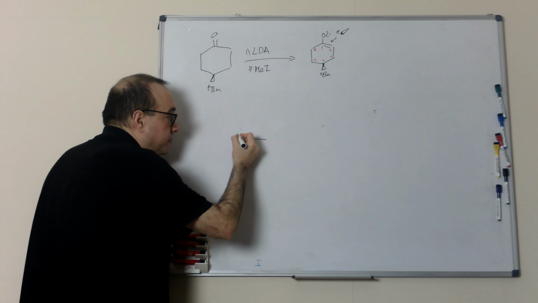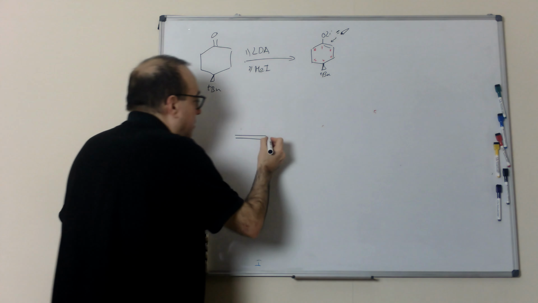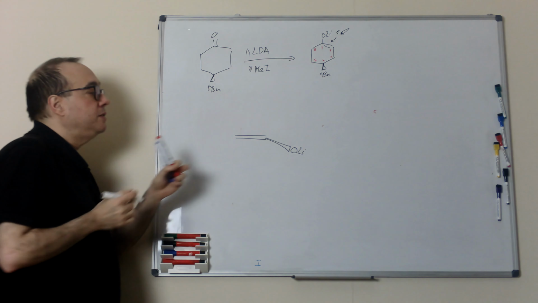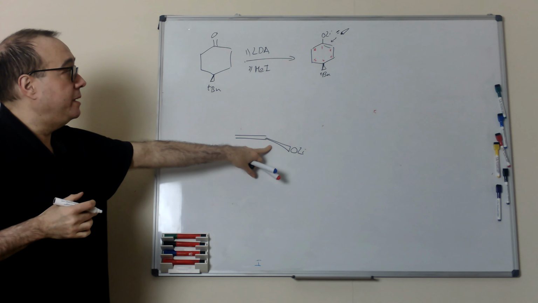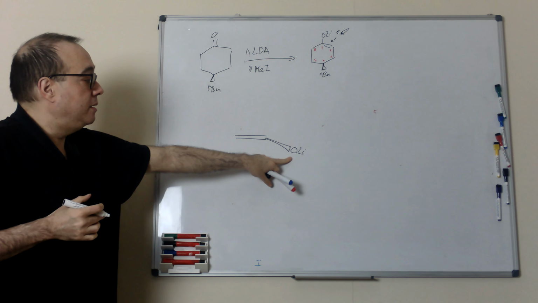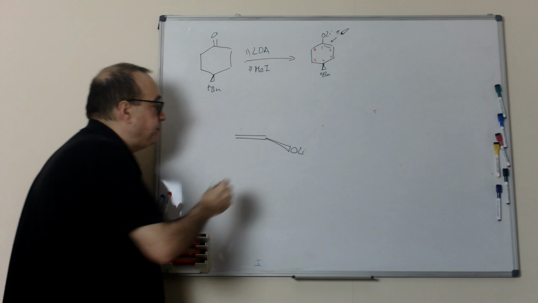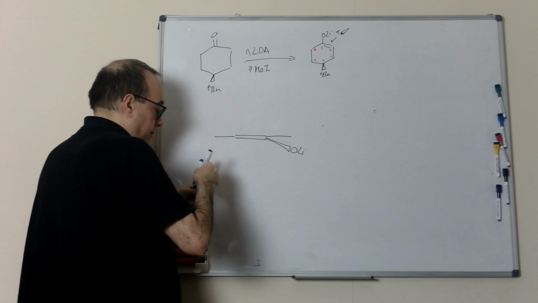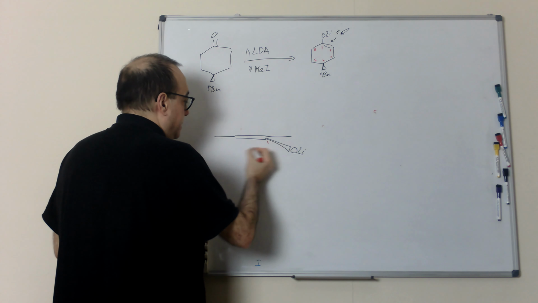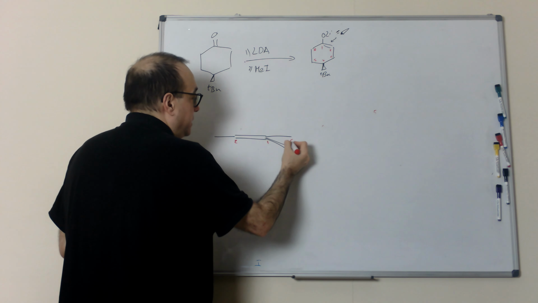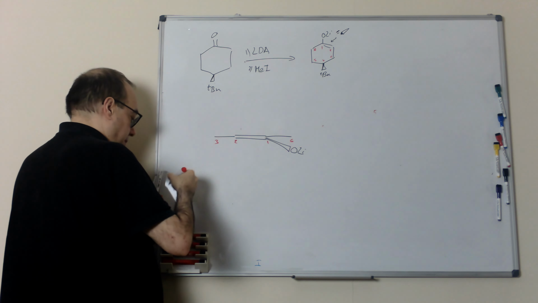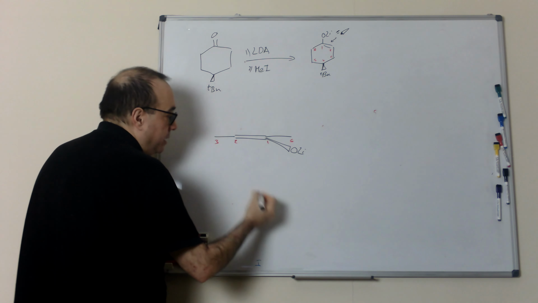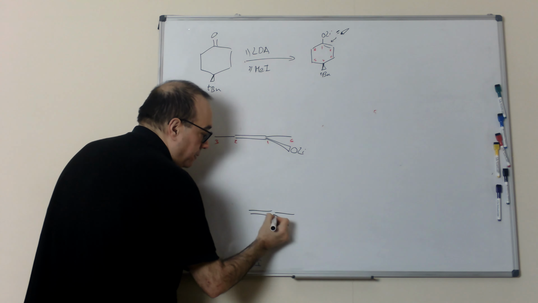I draw the double bond. Okay, if I draw the double bond, that means that here, going in front of us will be the O lithium, okay? This is carbon 1, this is carbon 2, this is carbon 6, and this is carbon 3. Okay? I draw both because I will need to draw the two possible conformations.